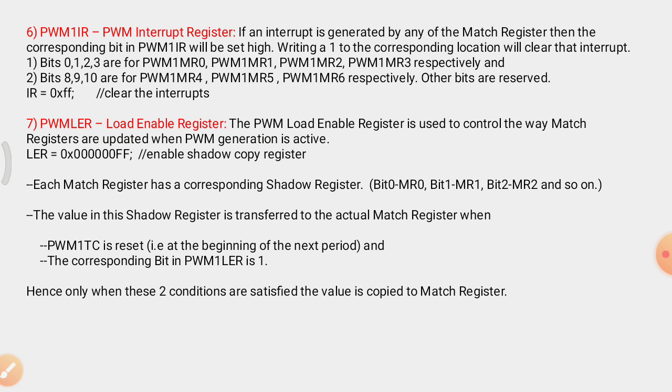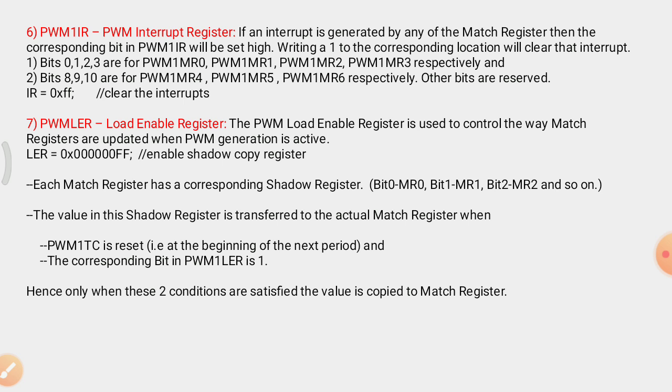Each match register has a corresponding shadow register. That is, MR0 has another MR0 shadow register, which corresponds to bit 0 in the LER register. So bit 0 is MR0, bit 1 is MR1, bit 2 is MR2, and so on up to the 7th bit. So these MR0, MR1 are shadow registers of the original MR registers.